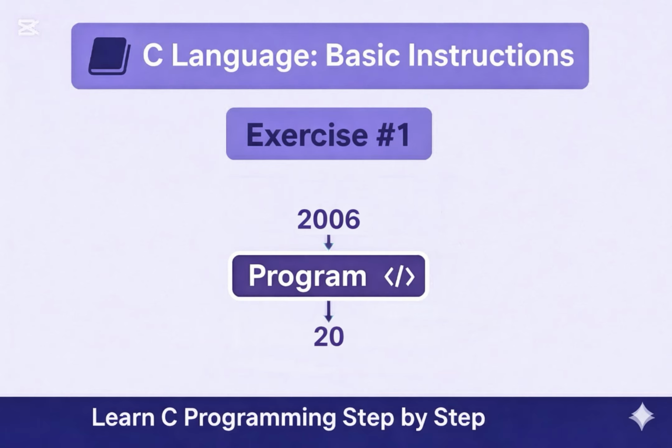Let's apply this to a real example. If a user enters 2006 as their birth year, the program takes this input and subtracts it from the current year, 2026. The math is simple. 2026 minus 2006 equals 20. So, the final output shown to the user will be, "Your age is 20." This helps us verify our logic before we start typing the code.